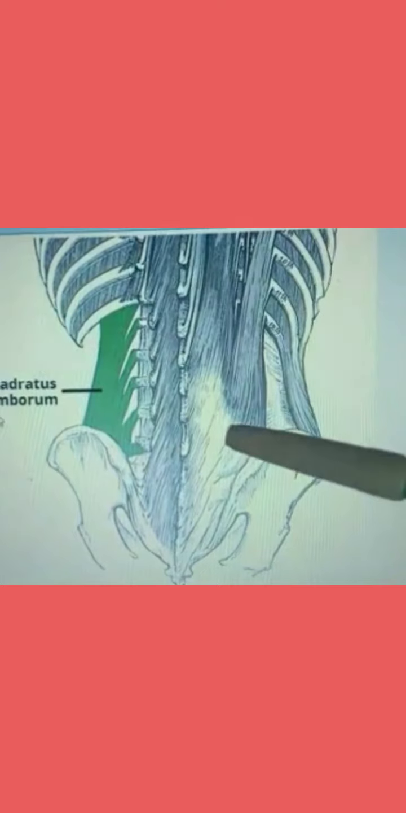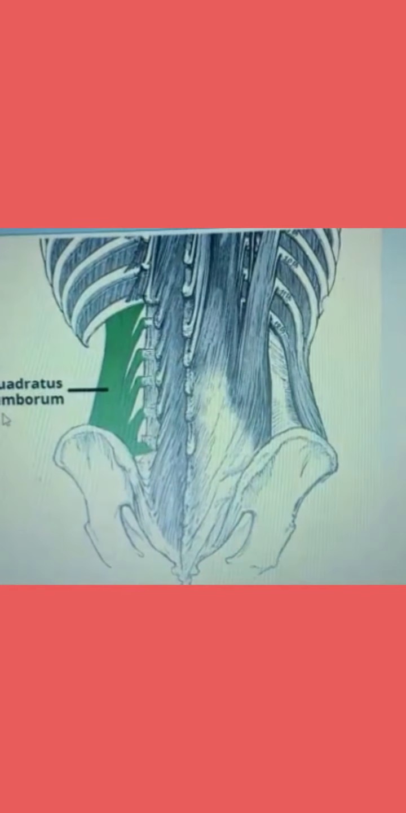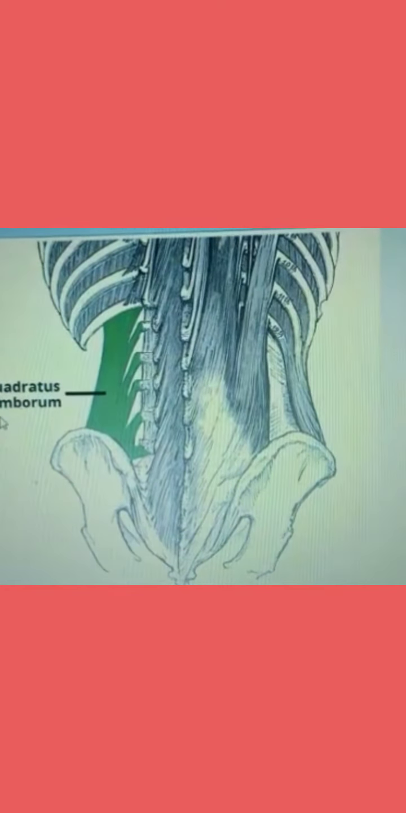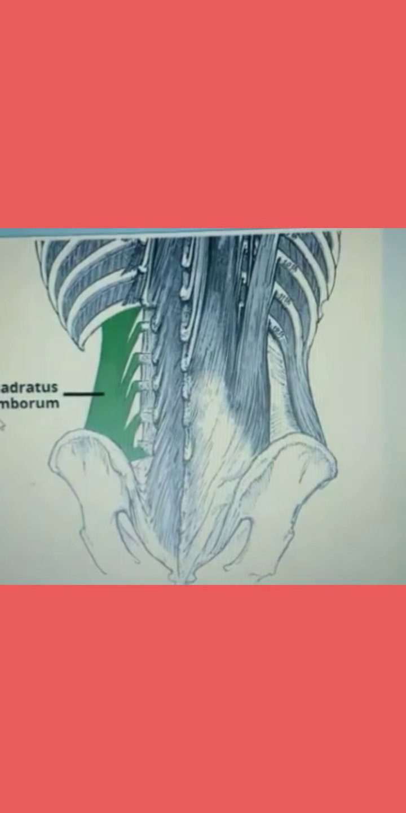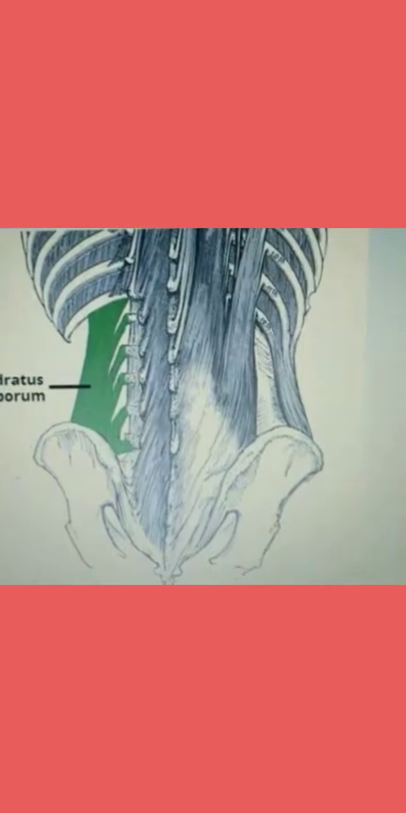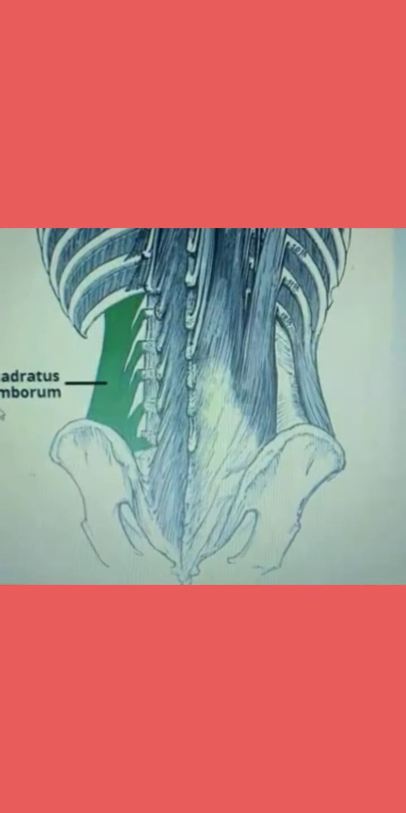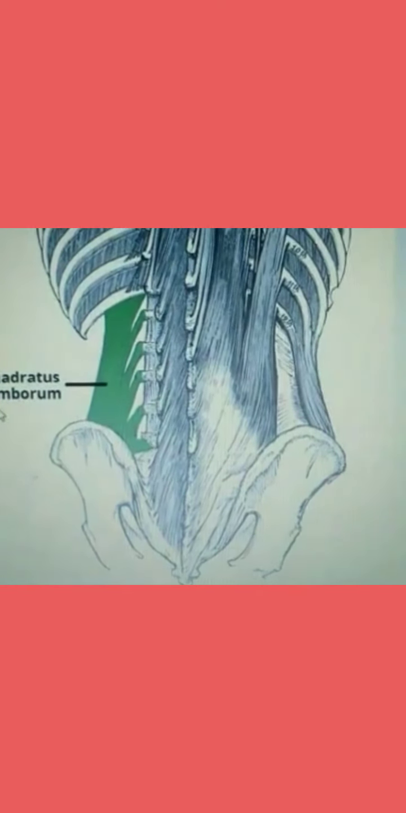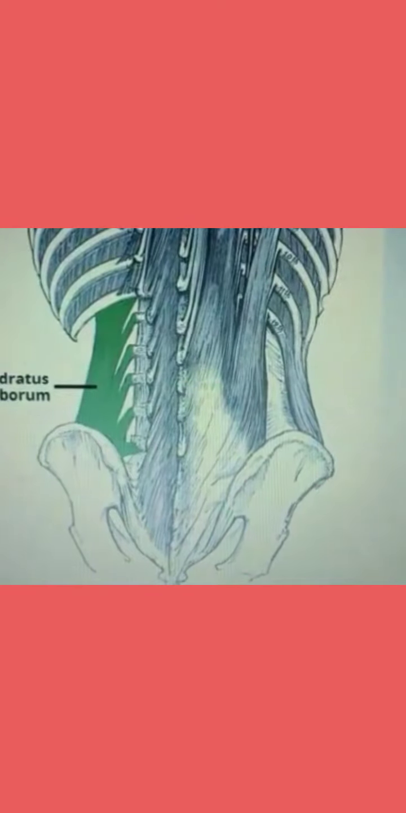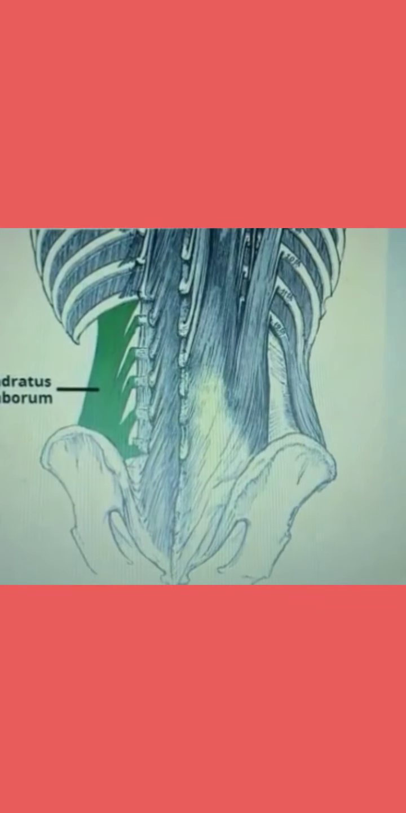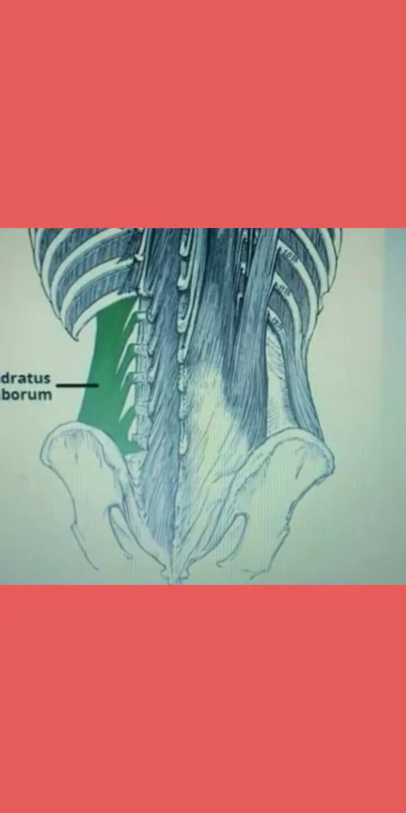Next is the nerve supply of the quadratus lumborum. It is the ventral rami of the spinal nerves T12 to L4. Its action: it fixes the last rib during inspiration so that the contraction of the diaphragm takes place more effectively. So it helps in inspiration and in the contraction of the diaphragm, and when the pelvis is fixed, it may cause lateral flexion of the vertebral column. So these are the actions of the quadratus lumborum muscle.